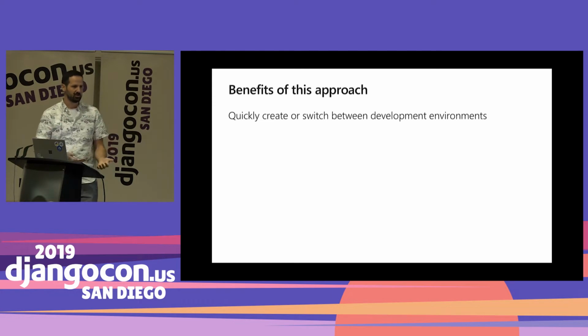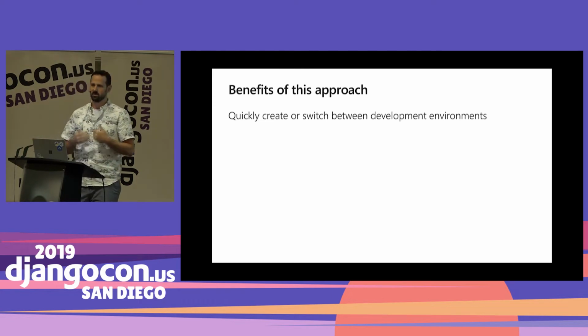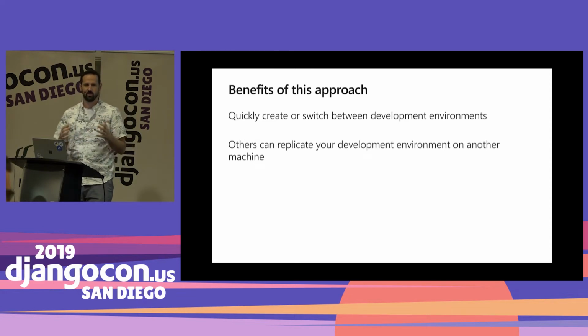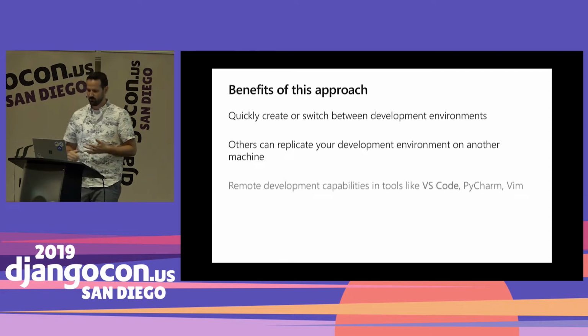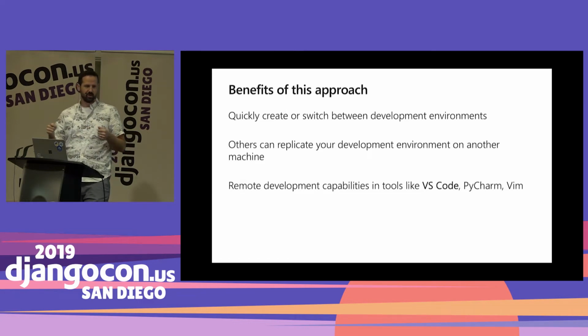So one of the benefits of this approach is that you can quickly create or switch between development environments. You just clone something, open it with VS Code, and then you can just start working, because all of your dependencies are encoded in that Docker container environment. So others can really quickly replicate your environment on a different machine. And other tools do have similar features. I showed you what Vim looked like, and PyCharm also has remote development support.